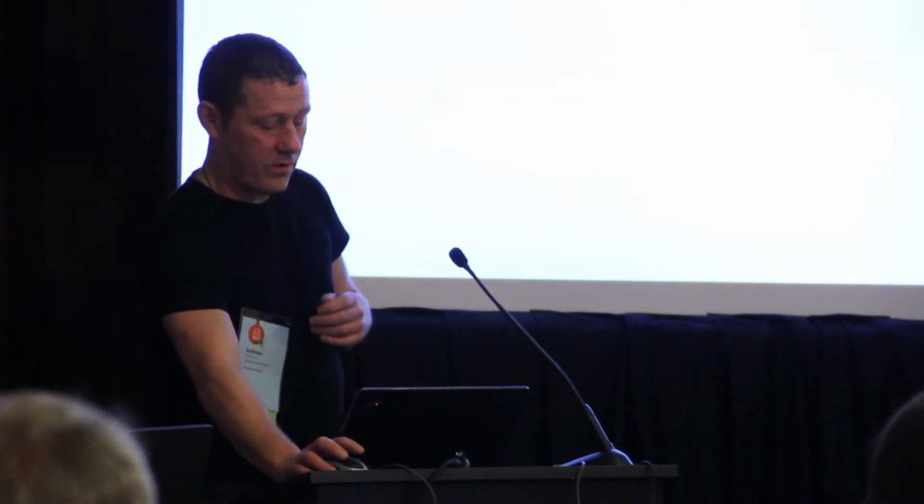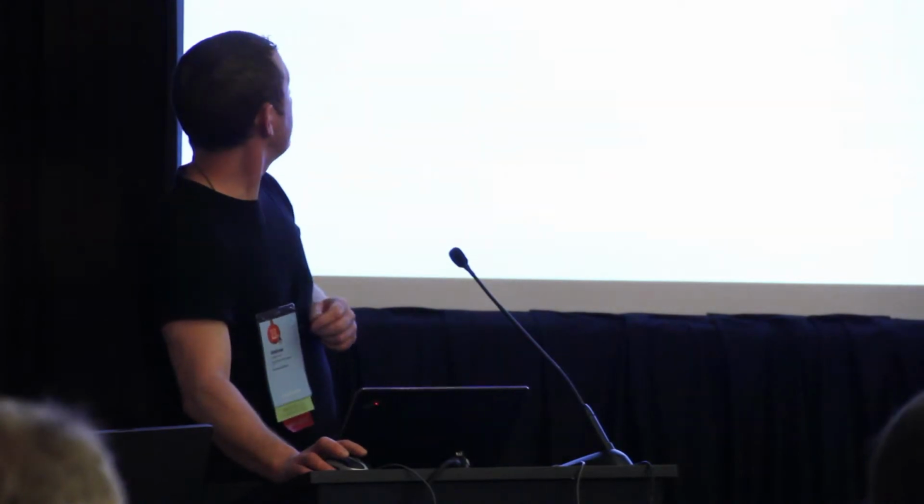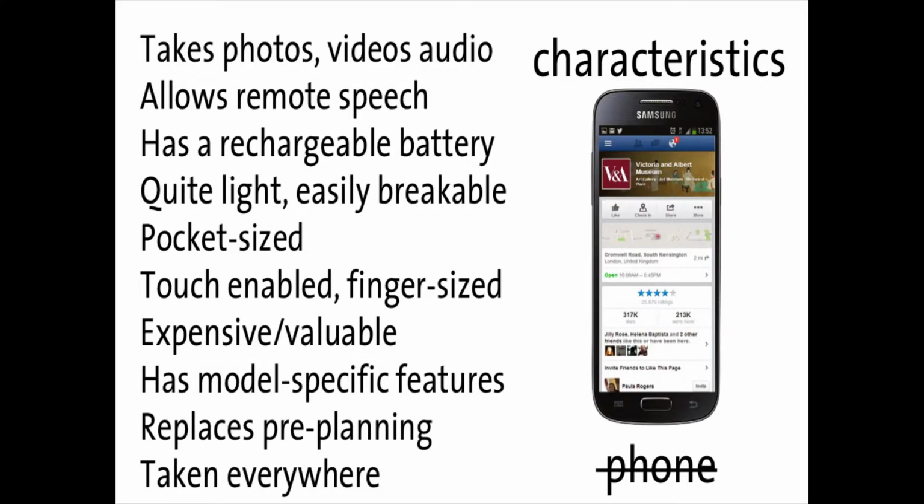So if we transfer that onto a mobile phone, you need to sort of think, well, if I can take pictures on it, it allows them to do remote speech, otherwise known as making a call. It's got a rechargeable battery, which can run out. It's quite light, it's easily breakable, it's pocket size, it's touch enabled, it's finger sized, it's valuable and expensive, so you know, are people going to just use it anyway?